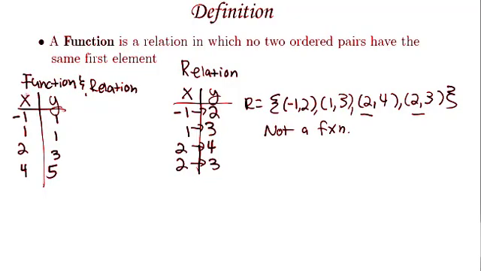And if you look at the first terms, they're unique. -1, 1, 2, 4. If I were to write these as ordered pairs, each ordered pair would have a different x value. Now, they may have the same y values. The first ordered pair, -1, 1, and the second ordered pair, 1, 1, do have the same second value, but it's still a function. They just cannot share the same first value.